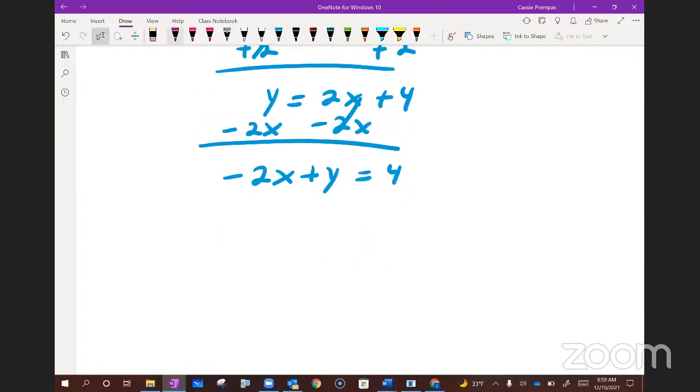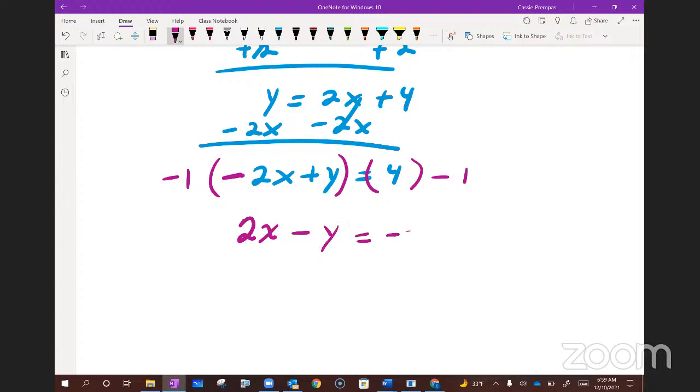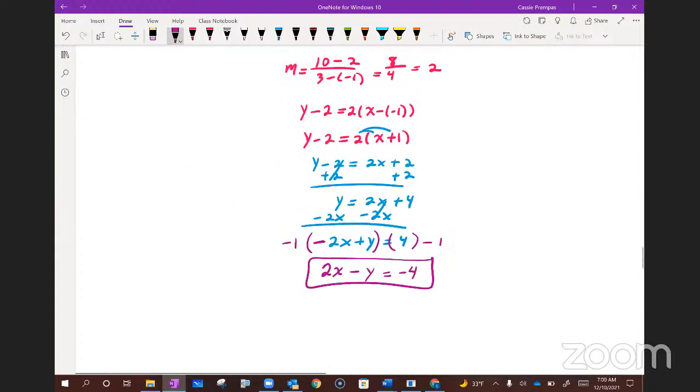Whew, almost done. OneNote, don't cut out on me now. What is the problem? This number has to be positive. So we can either divide both sides of the equation by -1 or multiply both sides of the equation by -1. And that will bring us to, cue the angel music, 2x minus y equals -4. And that's it. We're done.